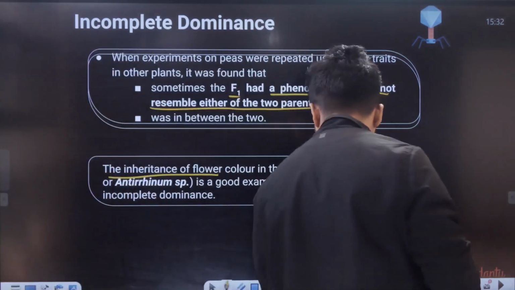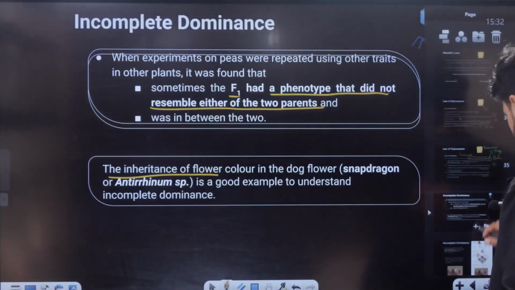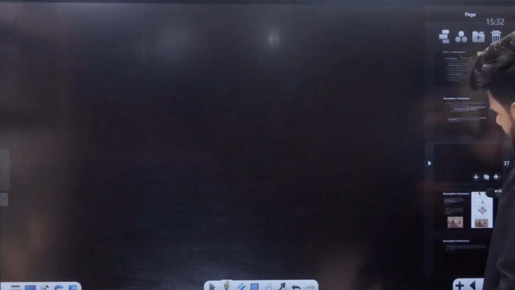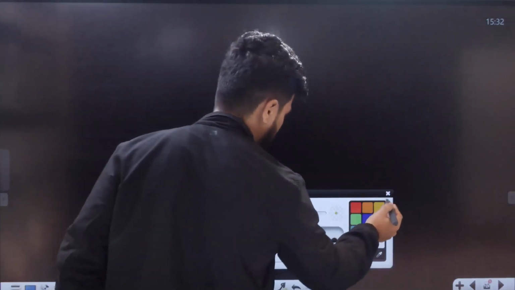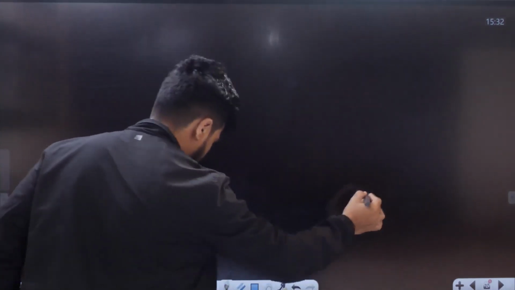Let's start and understand. Can we start, students? Incomplete dominance now. Very important to understand incomplete dominance. I will write and teach you, students. Understand incomplete dominance, then I'll show you the entire graph, entire chart. The first step is parents. Selection of parents. Yes or no?